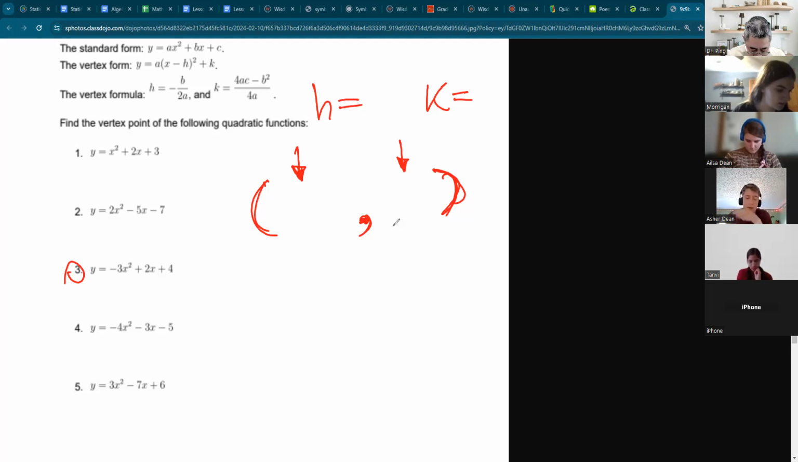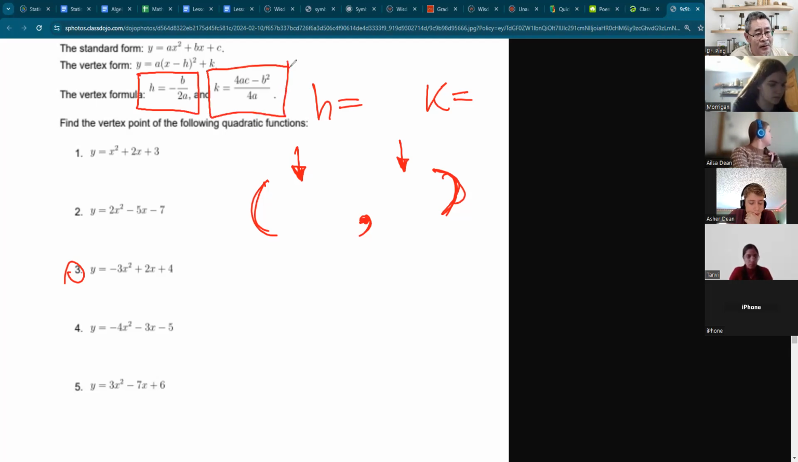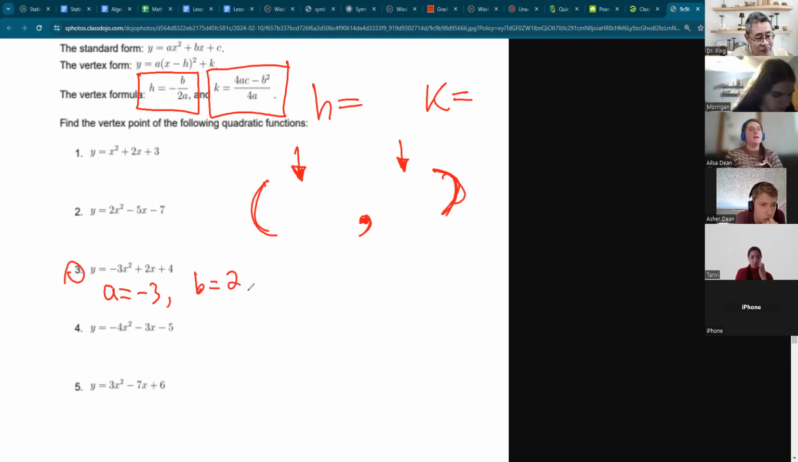Sorry, I'm going to be honest, I forgot how to solve for it, so I'm just trying to remember. Yeah, just using the formula. So we have that there. Do you see the formula? In this case, our A is -3, B is 2, then our C is 4. So we're basically just using that. Oh, we're doing number 3.